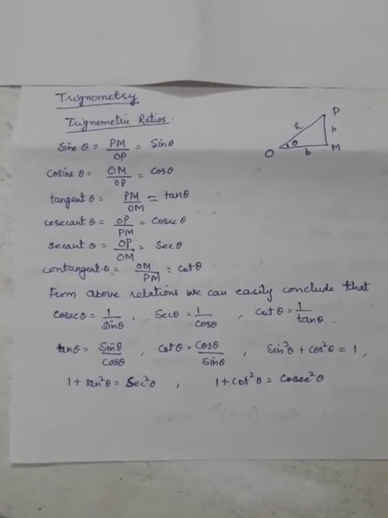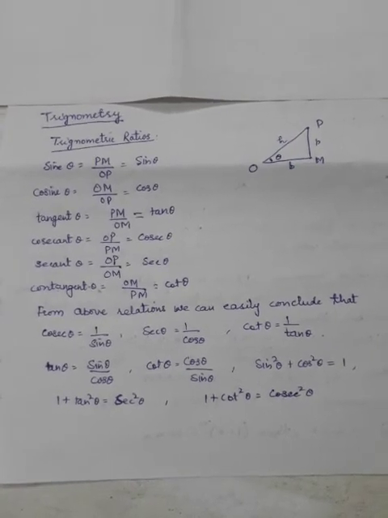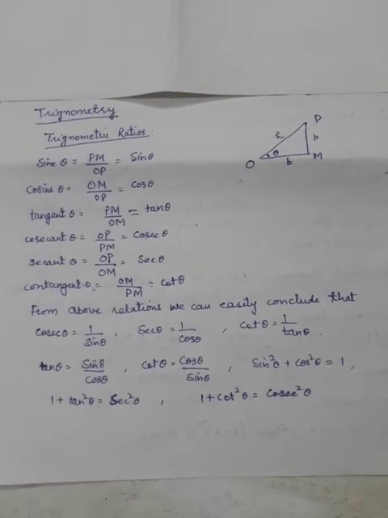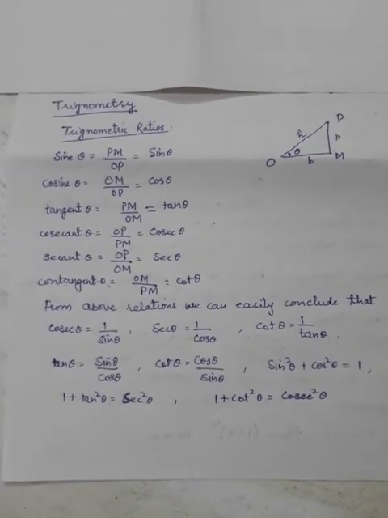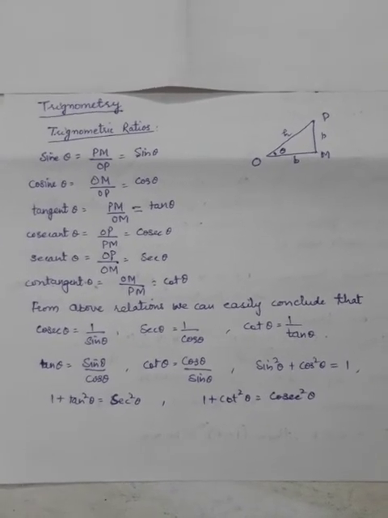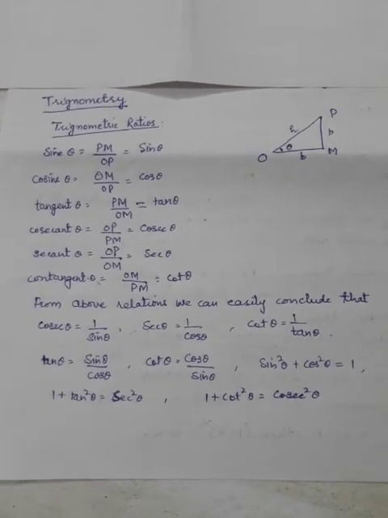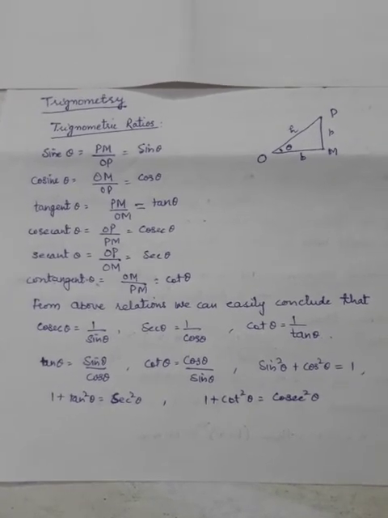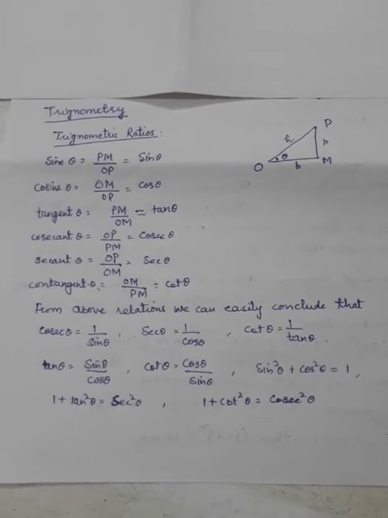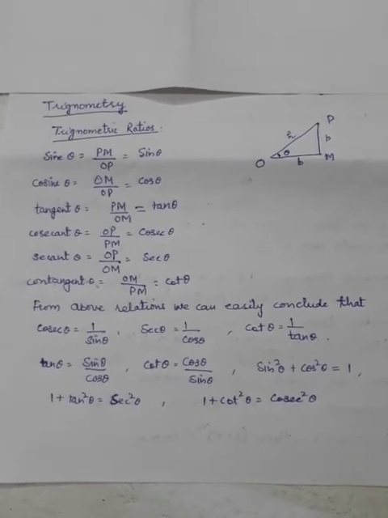Now the next topic is trigonometry. In this video I'll be just discussing the very basics of trigonometry. I have taken a right angle triangle OMP, in which OM is base, PM is perpendicular and OP is hypotenuse. Sin theta is perpendicular upon hypotenuse, cosine theta is base upon hypotenuse, tangent theta is perpendicular upon base, cosecant theta is hypotenuse upon perpendicular, secant theta is hypotenuse upon base, and cotangent theta is base upon perpendicular.